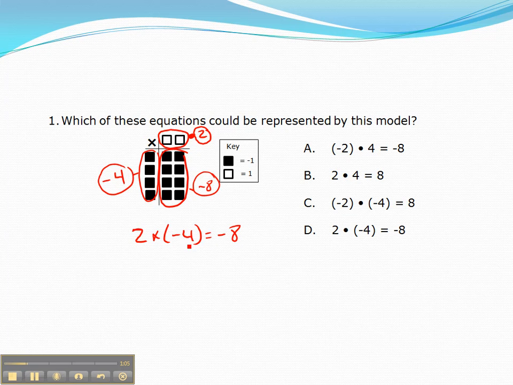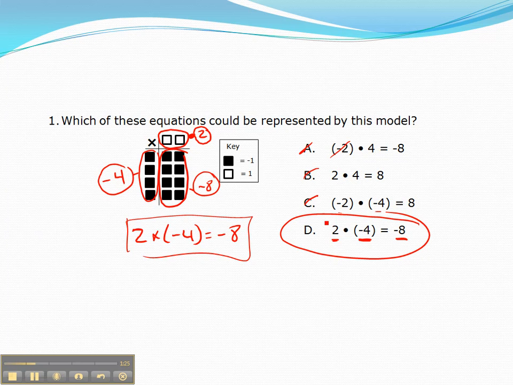So we're looking for the equation that matches this. And looking up here, this is -2 times 4. That's wrong. This is +2 times +4. Here we have -2 times -4. This is the one, +2 times -4, and that gives us the correct product, -8. So the answer choice is D.